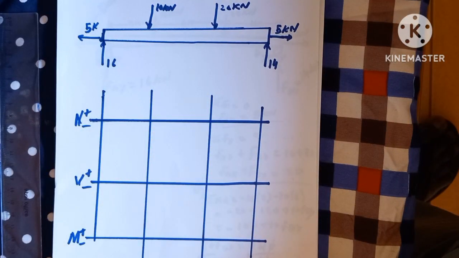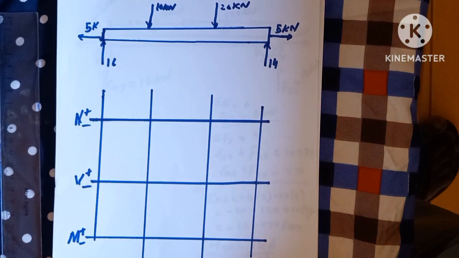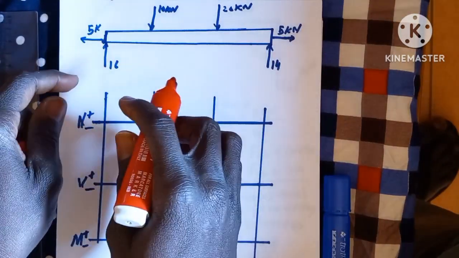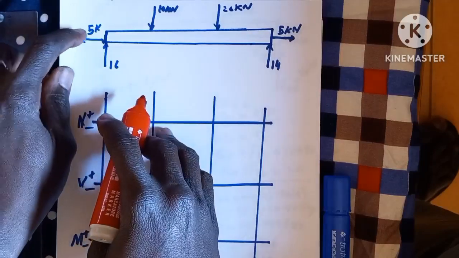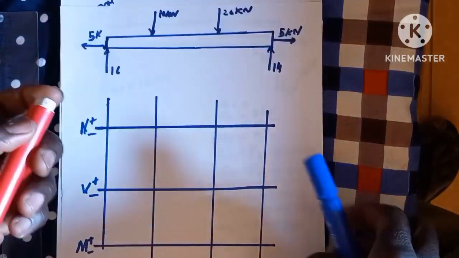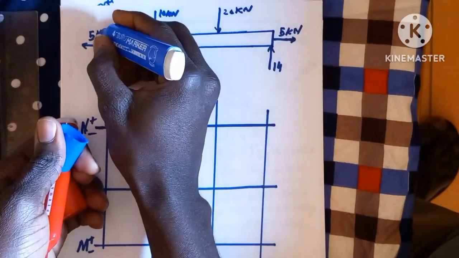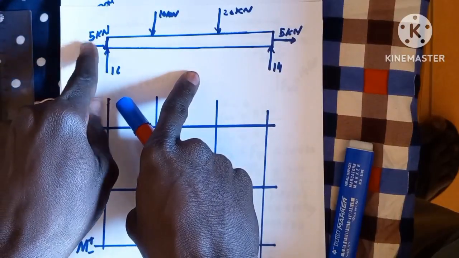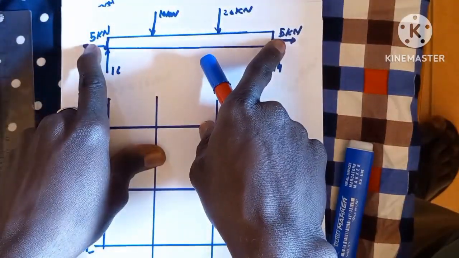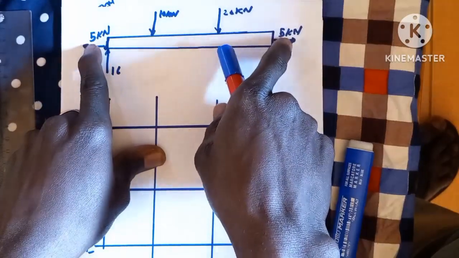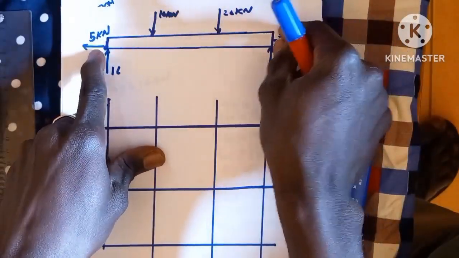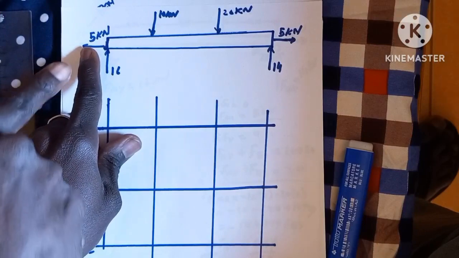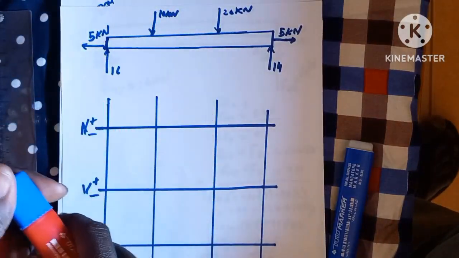Let's try to draw the graph of this. Let me use another color pen. As we said earlier, the normal force only takes into consideration the forces in the x direction. For this one, we have a 5 kilonewton force here going to the left. Since this is going out of the material, we'll consider this as positive, and the one going into the material we'll consider as negative, right? If you take this force and place it here, it will be going into the material. It is a normal force, so since it is going into the material, we'll consider it as negative.